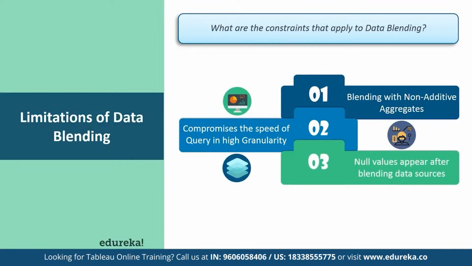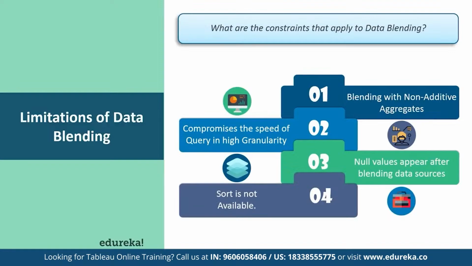Null values appear after blending the data sources. Null values can sometimes appear in place of the data you want in the view when you're using data blending. And this happens because of a few reasons. It can be that the second data source does not contain values corresponding to the primary data source, or the data types of the fields you are blending are on different levels of detail, or the values in the primary and secondary data sources use different casing. It can be anything, but null values sometimes appear after data blending in place of the data you want to view. And finally, sorting by fields is unavailable for data blended measures.